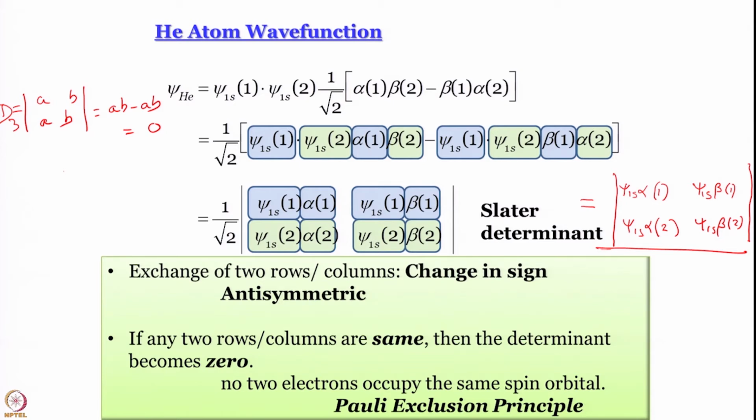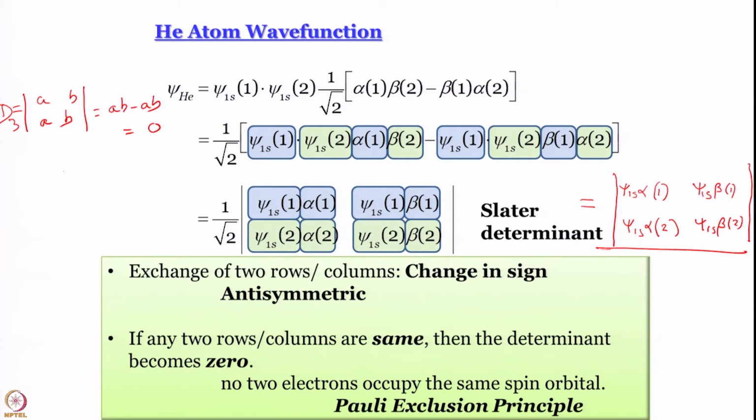If n, l, m are the same, at least ms has to be different. This is what we studied qualitatively. What we are saying now in a little more quantitative manner is that no 2 electrons can occupy the same spin orbital. If electron number 1 occupies psi 1s alpha spin orbital, then electron number 2 must necessarily occupy psi 1s beta. Otherwise, you get a 0 determinant, which means the wave function is 0. If the wave function is 0, then the probability density, and therefore the probability of finding the electron anywhere, is 0.